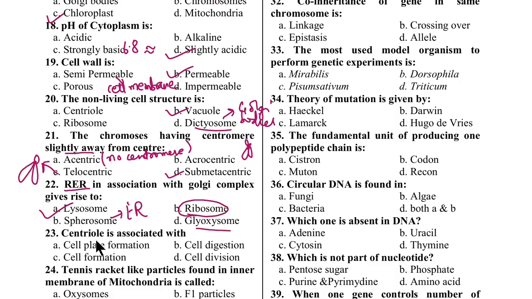Question number 23. The centriole is associated with which of the following? Our answer is obviously cell division. In the case of cell plate formation, one is the plant cell and another is the animal cell. In the case of the plant cell, the phragmoplast is a part of cytokinesis. And talking about cell formation, that is the meristems, and cell digestion is related to the lysosomes.